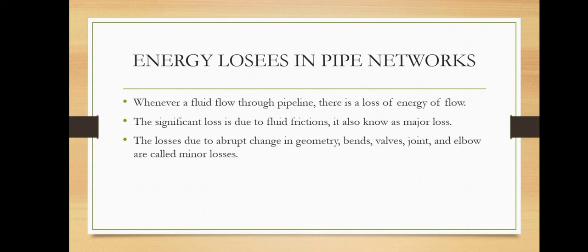Whenever a fluid flows through a pipeline, there is a loss of energy of flow. The significant loss is due to fluid friction. It is also known as major loss. The loss due to abrupt change in geometry, bend, valve, joint and elbow are called minor loss.